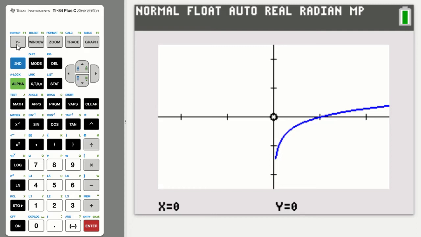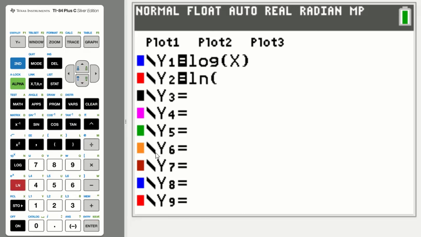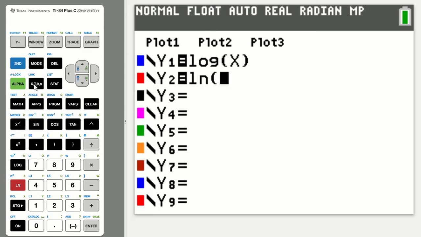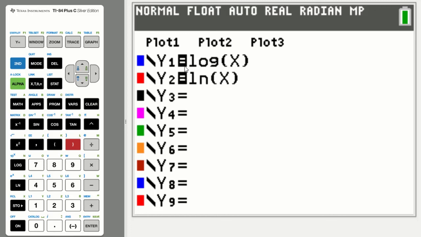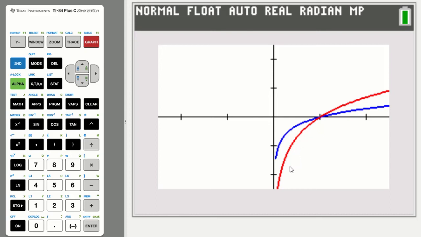I'm going to go back to the Y equals button, and let's put in log base e, or natural log. So the key is found right here. So natural log of x with the X button, close parentheses. And now that means we have two functions to display the graphs. So if you want to go that way, we can now simply hit graph. And now for the two functions, natural log of x is this graph in red right here, and the other one is log base 10 of x in blue.